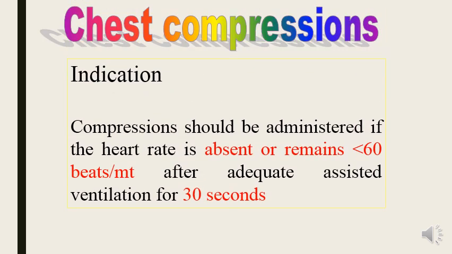About the chest compressions, the indication for giving chest compressions is that it should be administered if the heart rate is absent or remains less than 60 beats per minute after adequate assisted ventilation for 30 seconds. Okay, what is the indication of chest compression?